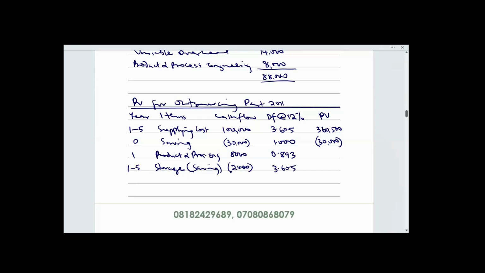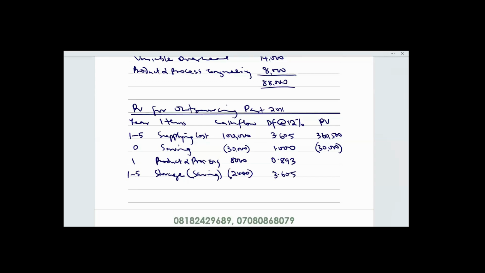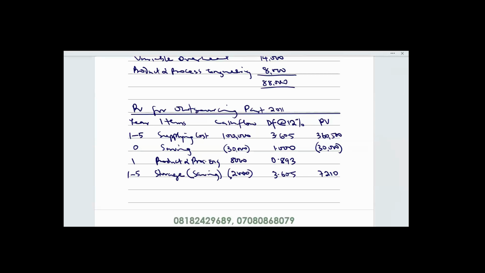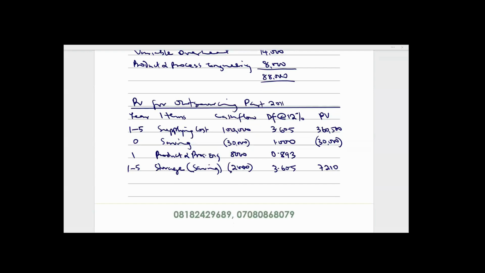3.605. Therefore, I would then say 3.605 multiplied by 2,000. That's 7,210. Oh, I've not done that one. 7,210 multiplied by 0.893 equals 7,144. So the final answer is 7,144.